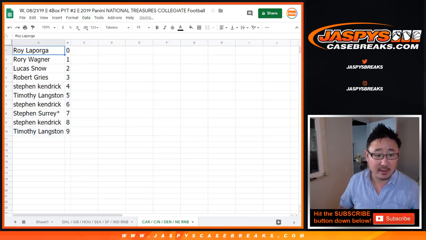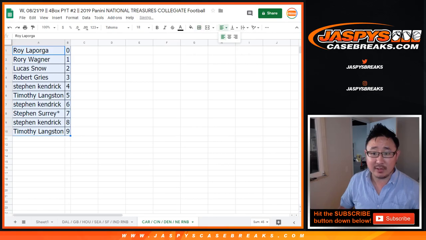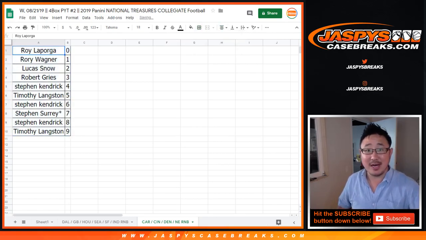Let's sort by column B. And there you go. So let's fill up those last handful of teams. And let's break. JaspysCaseBreaks.com.